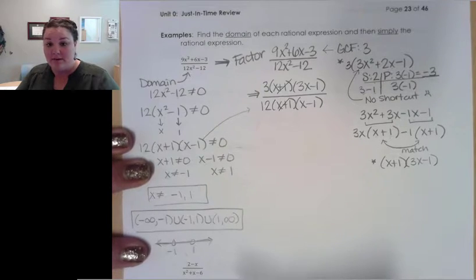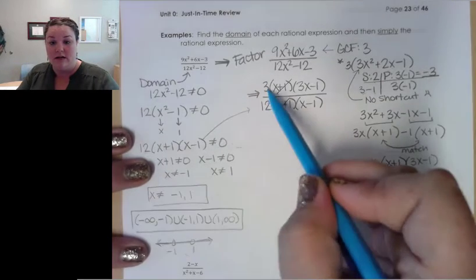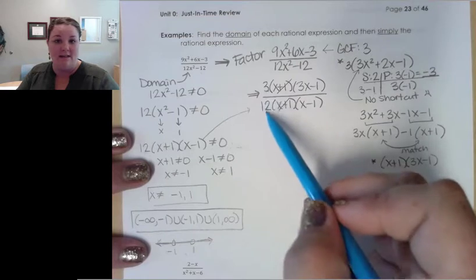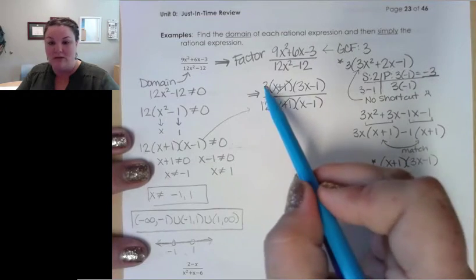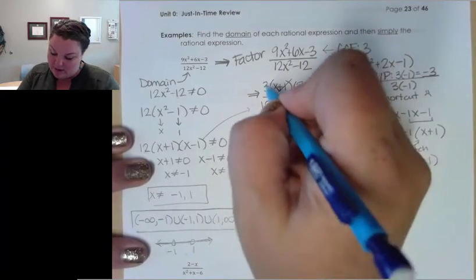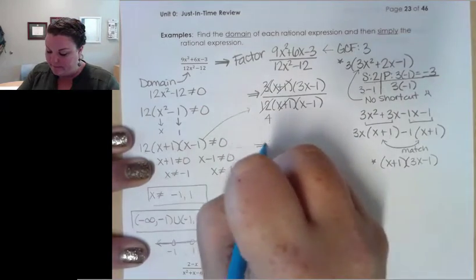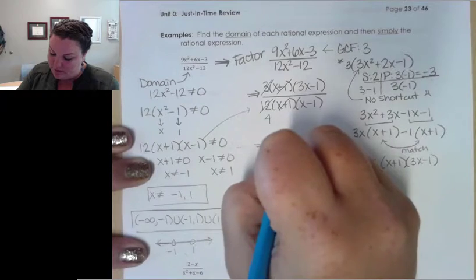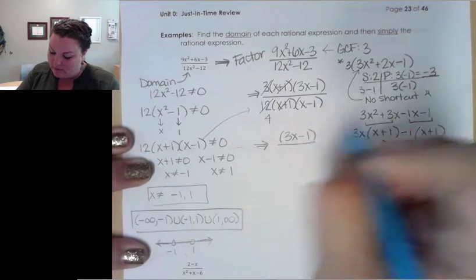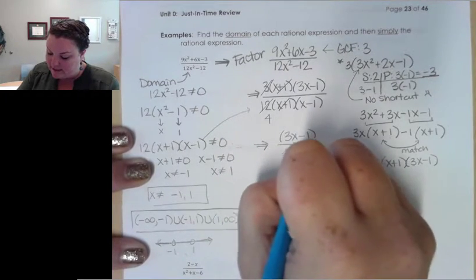The other thing that maybe isn't so obvious is the numbers, right? These are not stuck like glue to anything because there's no plus or minuses. These are multiplied factors. So we can go ahead and reduce the 3. 3 goes into 12 4 times. So that means on top I'm left with 3x minus 1. On bottom I'm left with 4 times x minus 1.